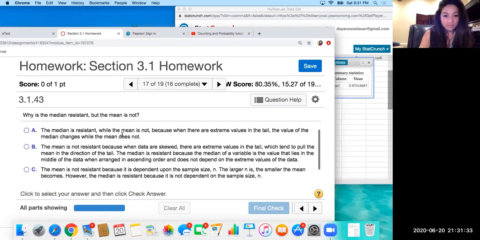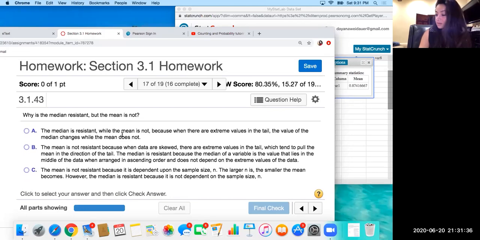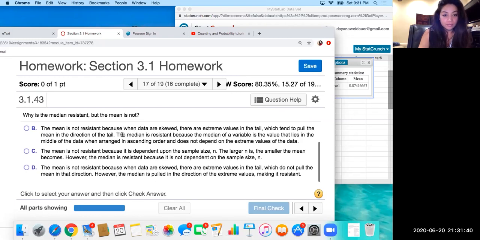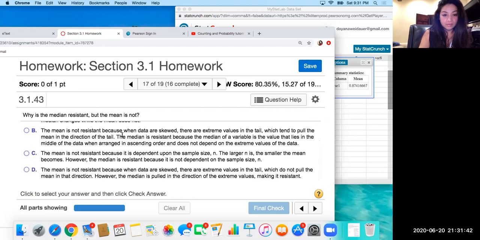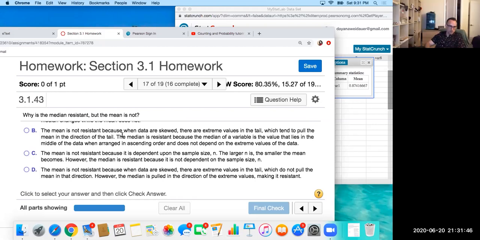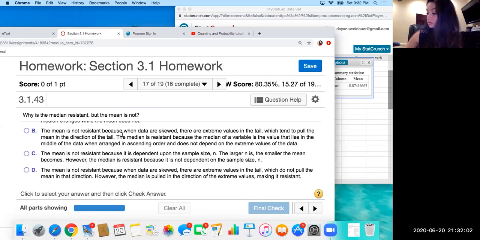The median is resistant. You could also write that down. The median is resistant and the mean is not. But you could also say the median is resistant to outliers, and the mean is not. Yeah.